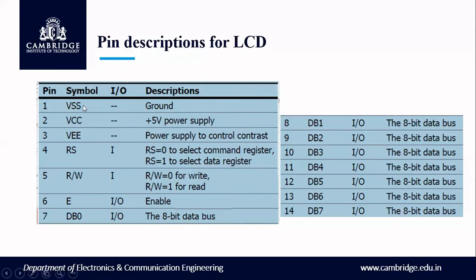Here VSS is pin number 1. It stands for ground. Pin number 2 is VCC, a plus 5 volt power supply we need to give, and VEE is the power supply to control the contrast.